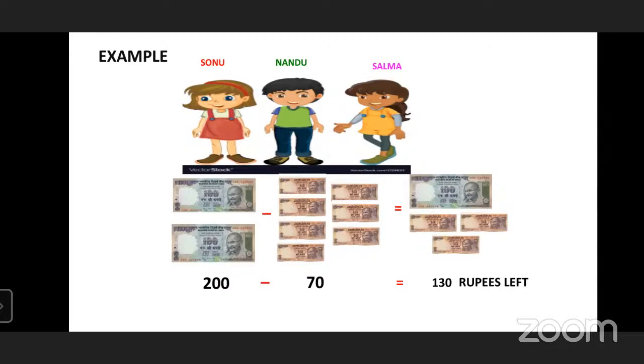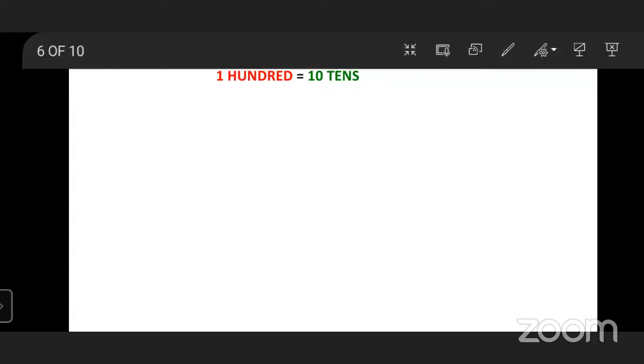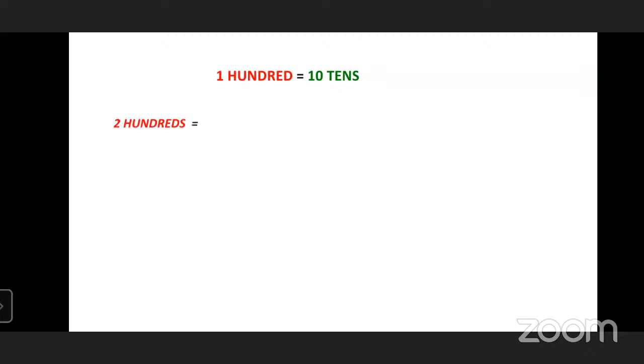Yes or no? Yes. Now we will see the relation between 100 and 10. See, 100 is equal to 10 tens. When Sonu did not have change and went to the shopkeeper uncle, he gave her 10 notes of 10 rupees, no? So the relation between 100 and 10 is that 100 is equal to 10 tens. Yes. Now, what will 200 be then? 200 means 100 plus 10 tens.